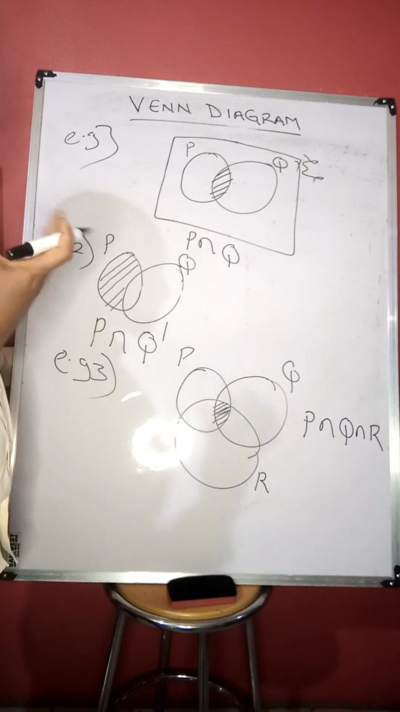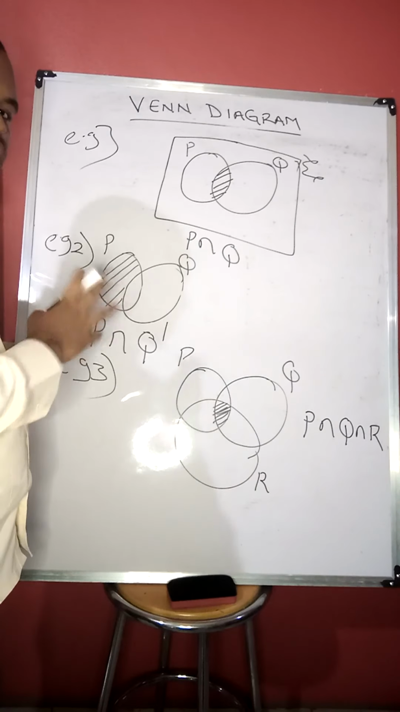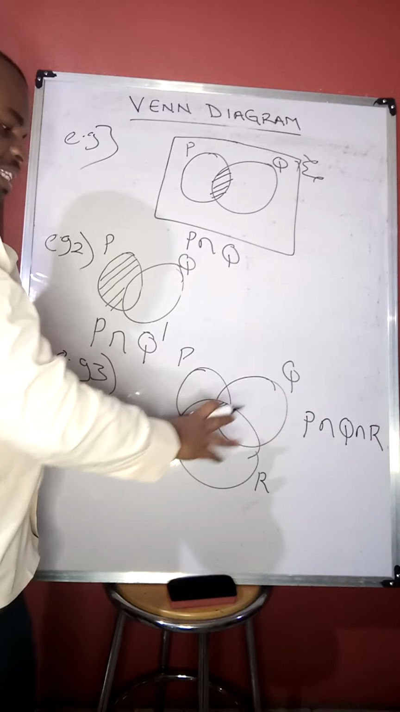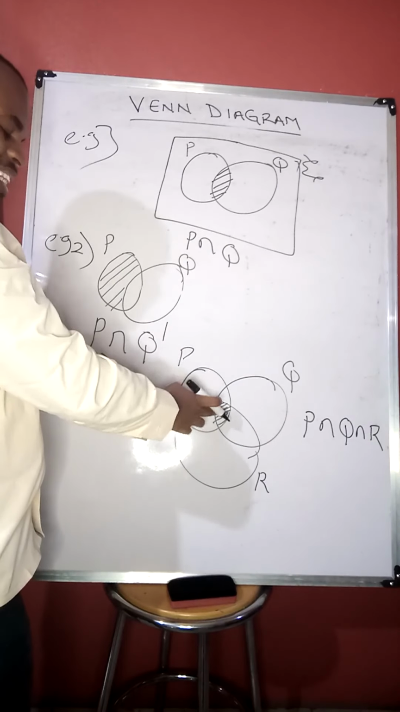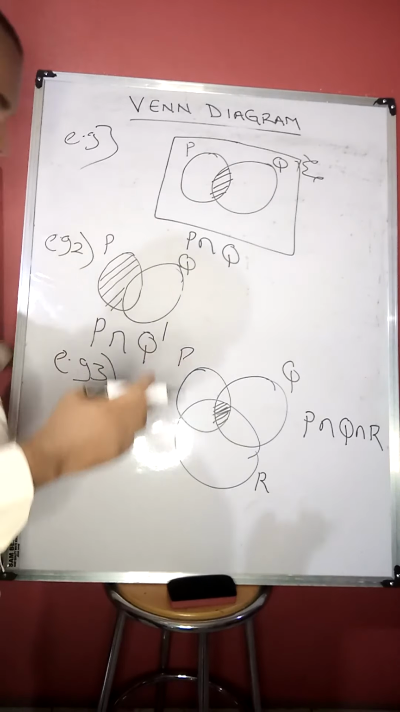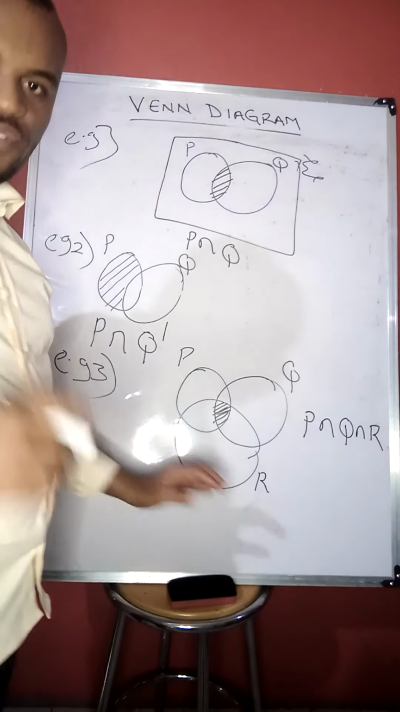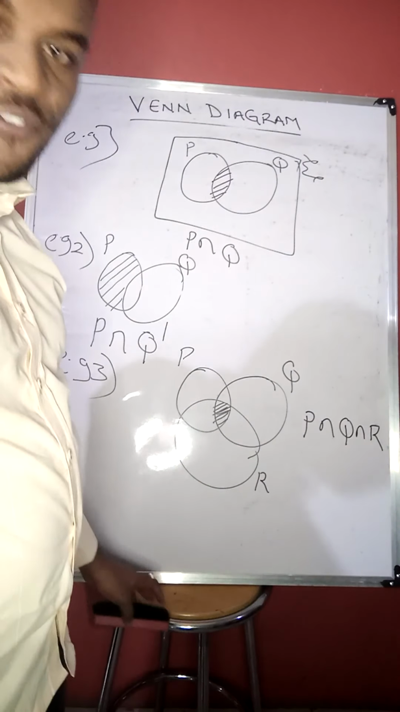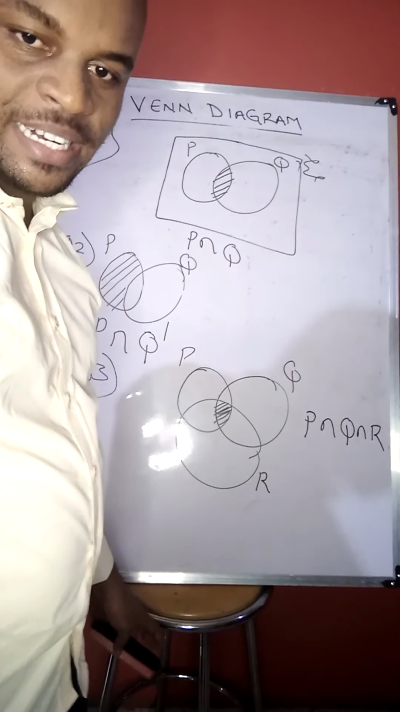Remember that we are interpreting the shaded portions of these examples. Now we are having 3 and it's intersecting. Where 3 of them intersect is P intersection Q intersection R. Let's interpret a few more before we go into solving questions involving Venn diagram.